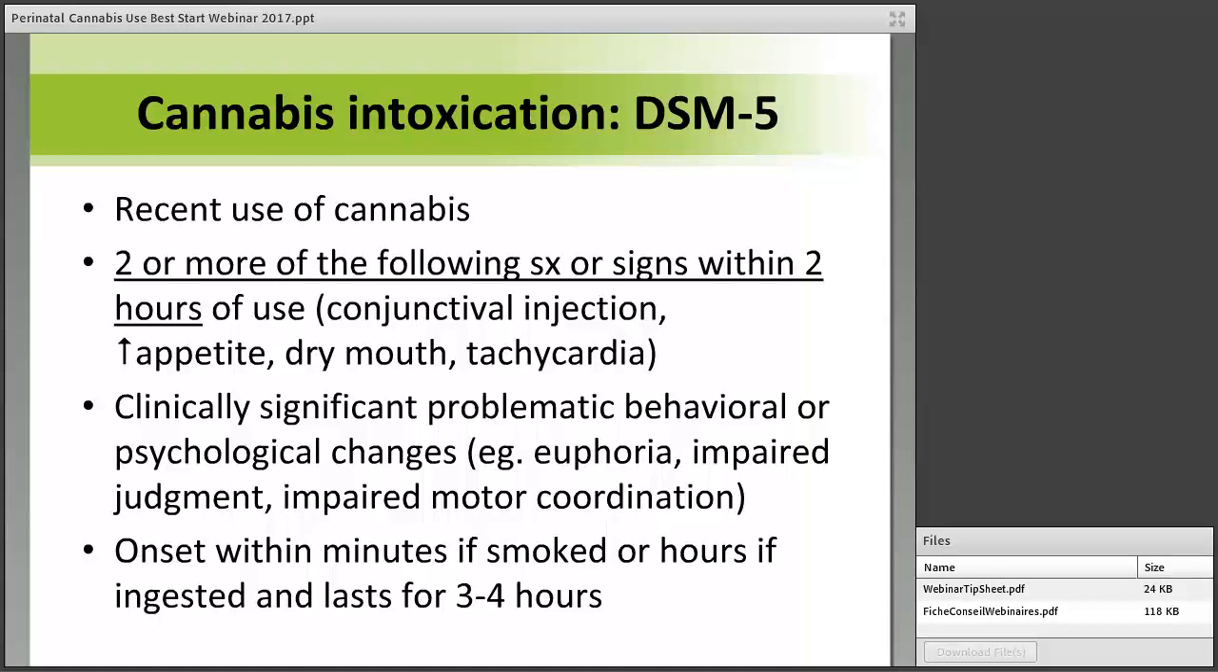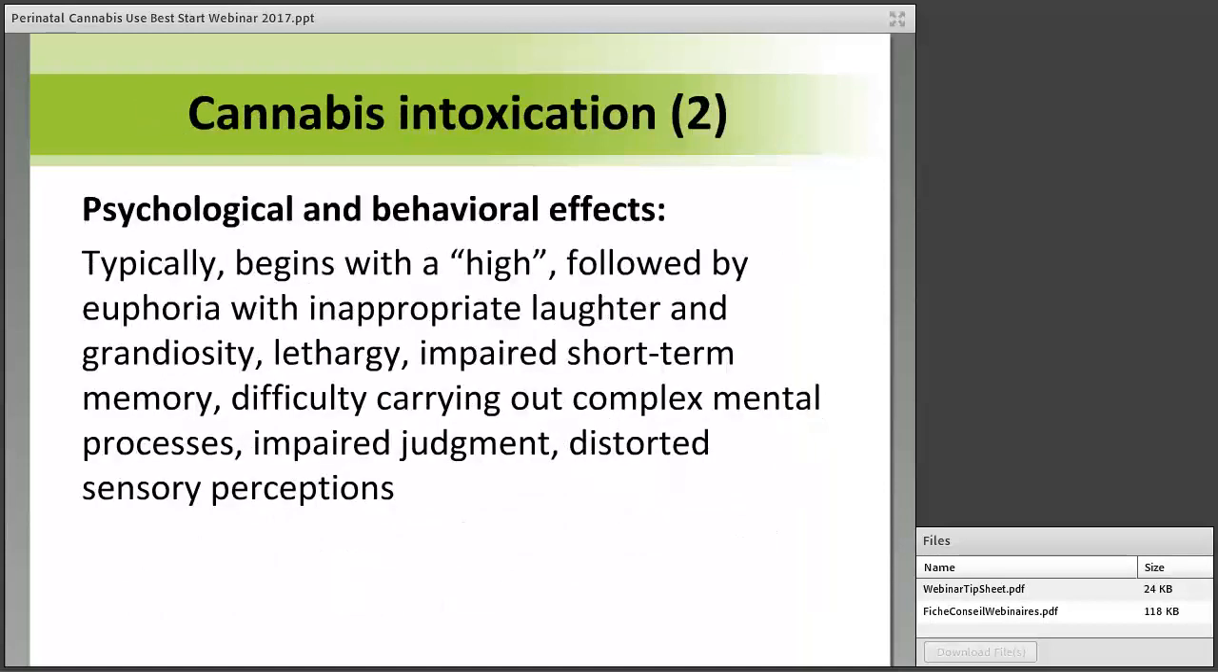There's a lot of concern on ingested products because it's unpredictable when the release of cannabis will hit that individual. And it's also very worrisome if they're operating, for example, a motor vehicle because they don't know when they're going to get the maximum effect. So there is a little bit more unpredictability with oral ingested products because of that pharmacological properties.